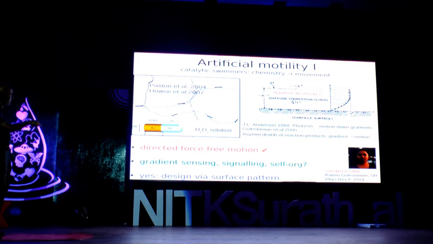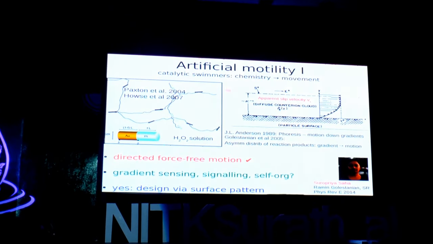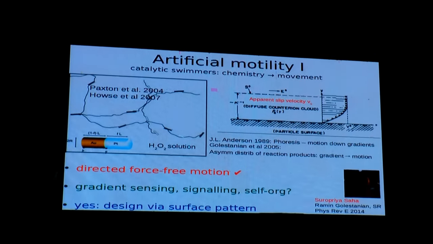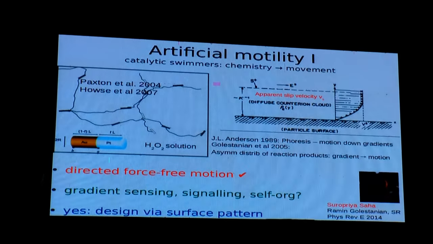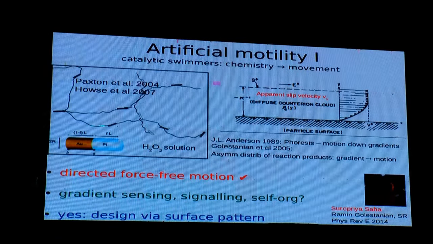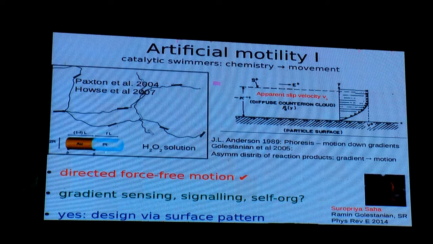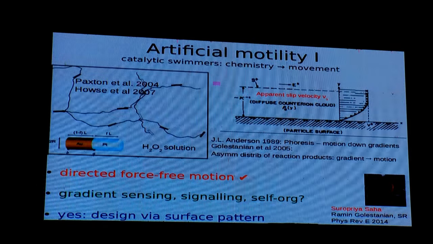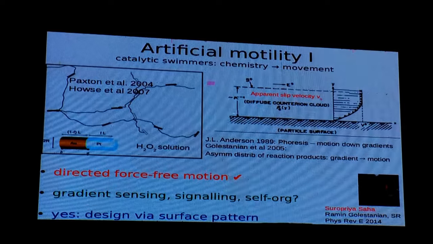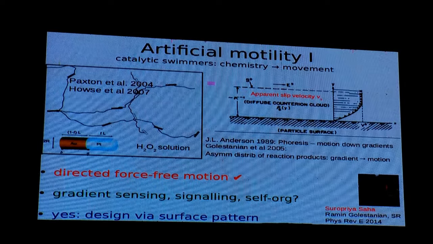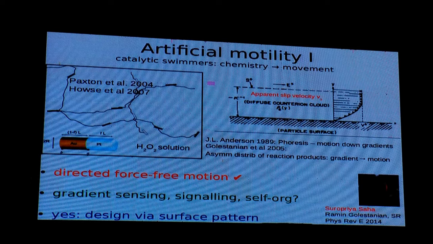Well, one cool way to do it is to take an object like this. This is a group at Penn State. You take an object like this with, say, half platinum, put it in a medium containing a chemical that this catalyst bit likes to break down, say hydrogen peroxide, then what will happen? You'll have an imbalance of the distribution of hydrogen peroxide on the two sides. There'll be less on the catalytic side than the other side. This will give rise to a flow close to the surface, and this guy will become a swimmer.